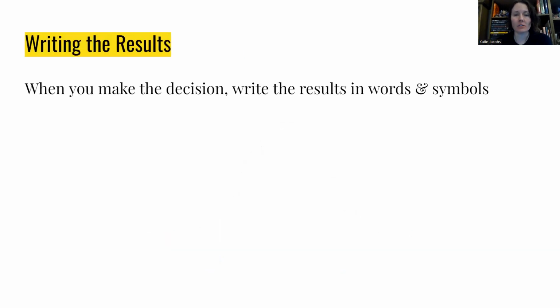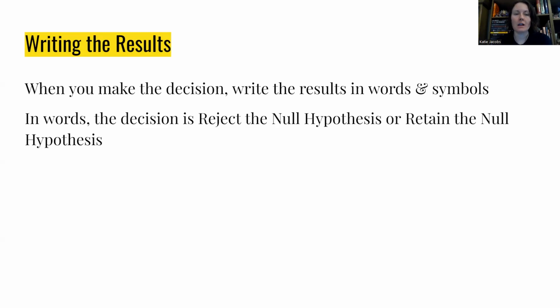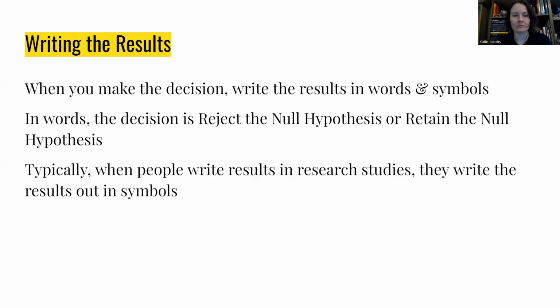So when we write our results for this, we're going to write them both in words and in symbols. When we write our decision in words, either you will write reject the null hypothesis or retain the null hypothesis. Typically, though, when people write results in research studies, they're going to write it out in symbols. But the thing that I like about this is it actually follows the same format. And once we get through this analysis and we move on to our next one, you'll start seeing the pattern.